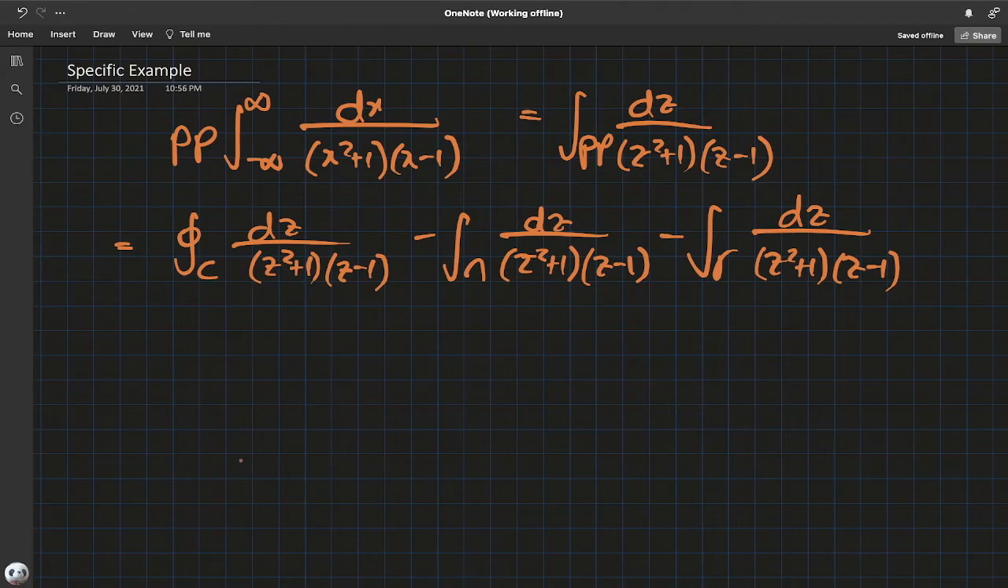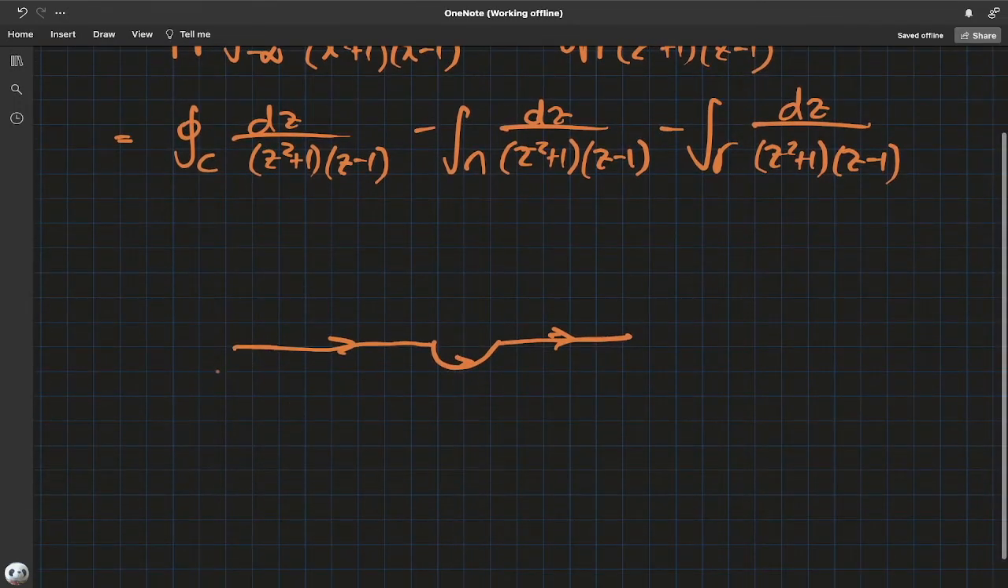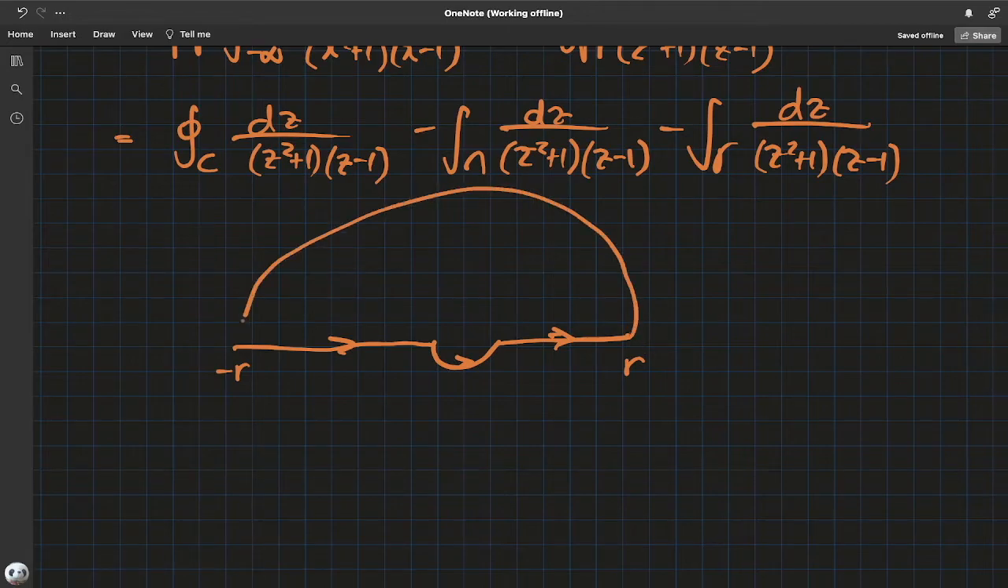The contour isn't that different. We're choosing to include it. I will also exclude it for the next case. So this is negative r, this is r. Loop over upper cap. This is 1 minus epsilon. This is 1 plus epsilon. If you notice, the pole is at 1 because of the z minus 1 factor. And this is gamma.